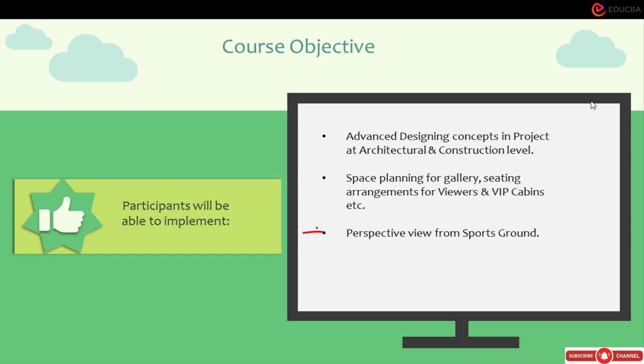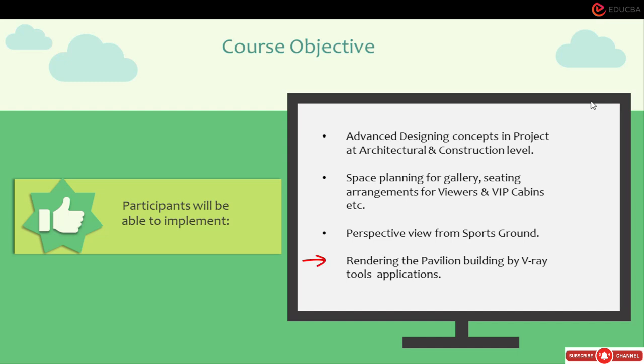Then the participant will be able to implement the perspective view from the sports ground. The sports ground is the point from where any viewer can see how our building looks. So when we are designing the 3D view, it should be in perspective. It is very important to design our pavilion building in a perspective view.